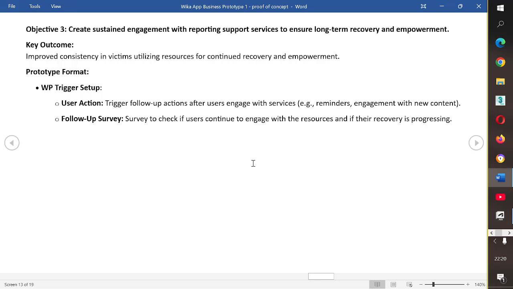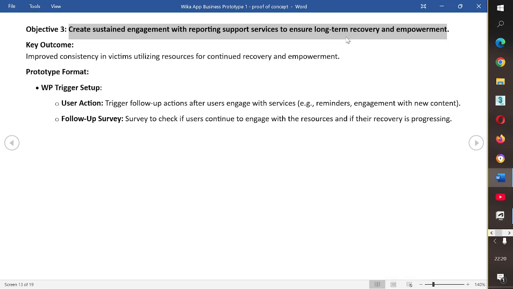So the third objective, this one now is dealing with partners. Partners who are paying are very interested in objective number 3, to create sustained engagement with reporting support services to ensure long-term recovery and employment. This long-term word is key, but what we really mean is that even after it's done, these people can use our system as evangelists on one hand, but also as people who can help victims, because these are survivors, who can help victims in meaningful ways, in contextual ways, because a lot of this is cultural and some of it is situational.